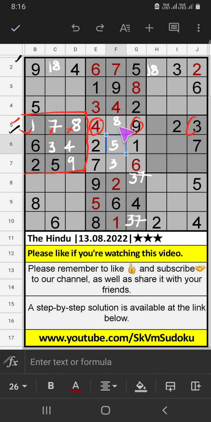Then fifth row, 2 numbers are remaining, 5 and 6. Column F, we already have 6. So 6 can't come in the cell. 6 is confirmed here. Then 5 is here. Then column F, 2 numbers are remaining, 3 and 8. It will come in one of the two cells. We will confirm later.